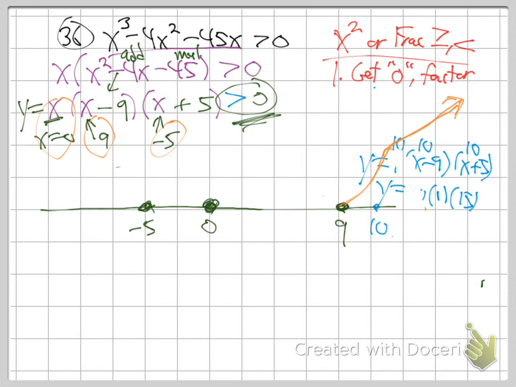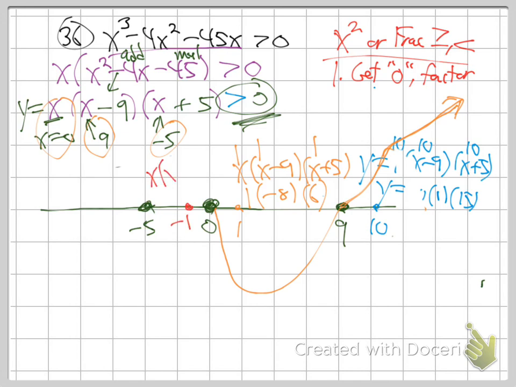Now plug in something between 0 and 9, like 1. Plug it into x, x minus 9, x plus 5. Plug in 1, 1, 1. What do you get? 1 times negative 8 times 6. That's negative, isn't it? So that's down here. No surprise.